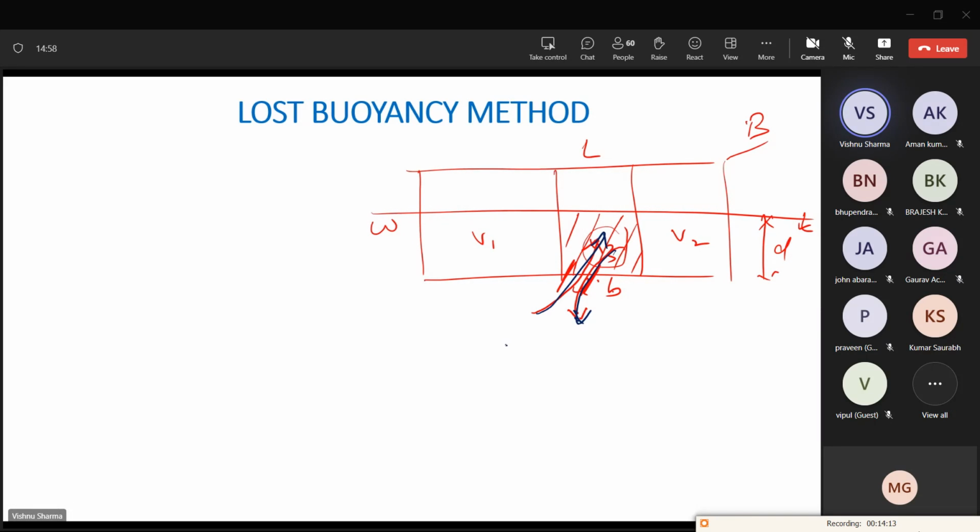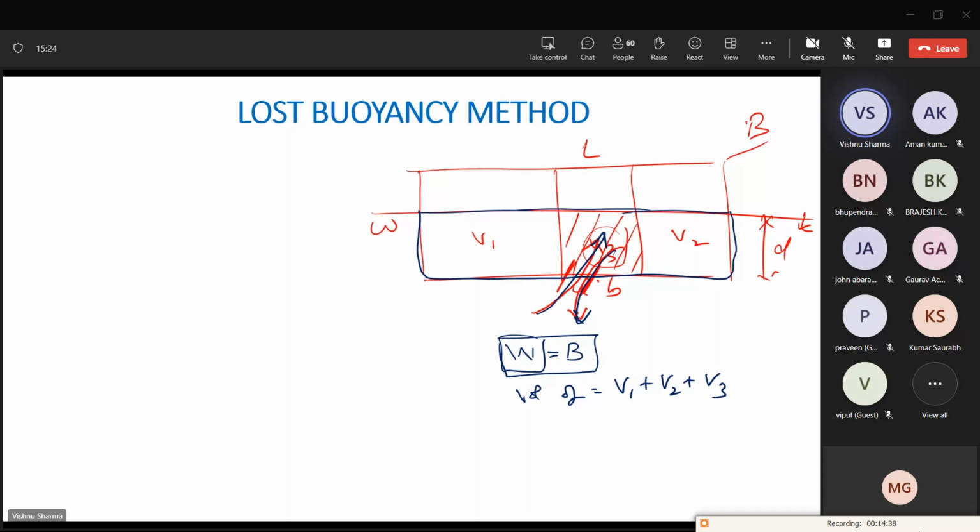So earlier, I had displacement of W. I had buoyancy B. They were both equal. And the volume of buoyancy that was providing the required buoyancy was the sum total of V1, V2, and V3. Why? Because earlier, all these three volumes were part of the vessel.